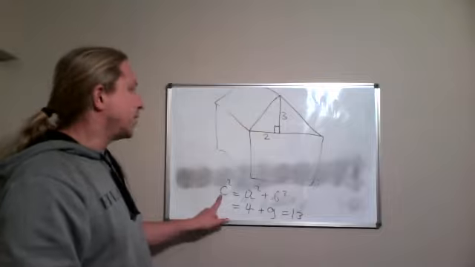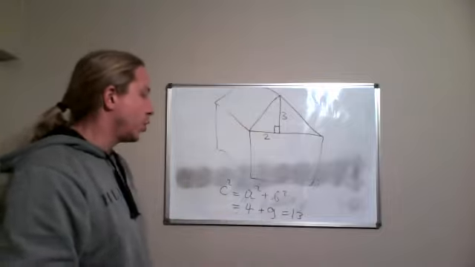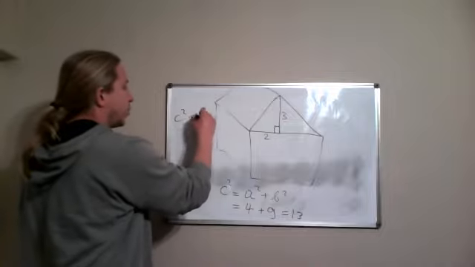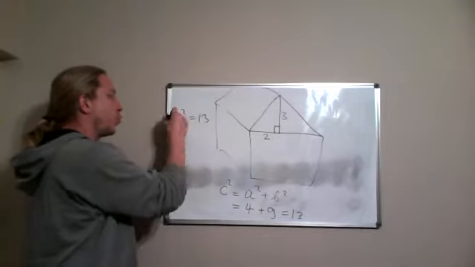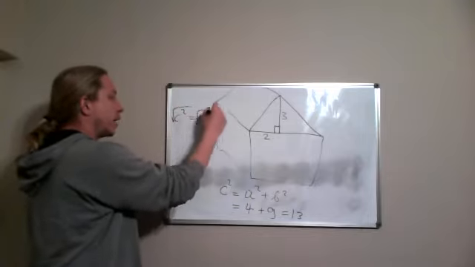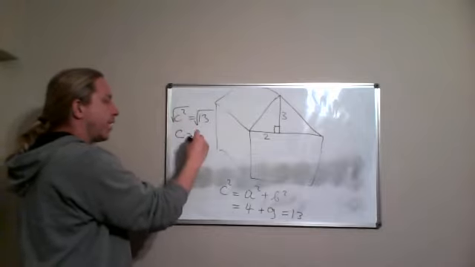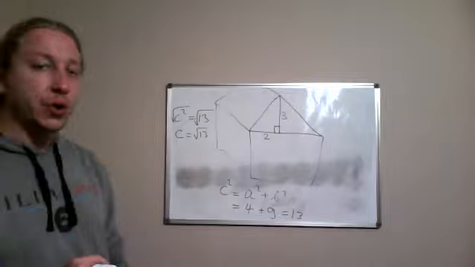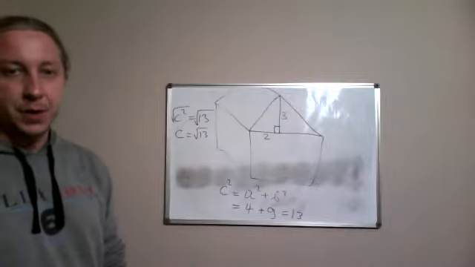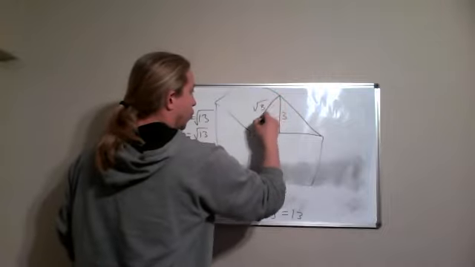Now we need to find c, not c squared. Here we have c squared equals 13. How do we find c? Well, we have to square root both sides. The square root cancels with the square to give us c, and that is root 13, whatever that might be on the calculator, or you can even leave it like that. So this distance here is going to be root 13.